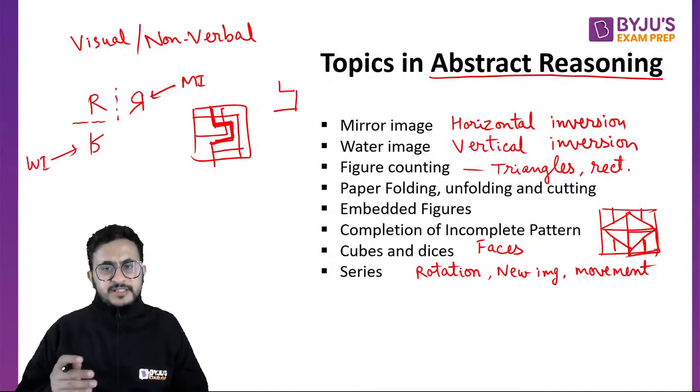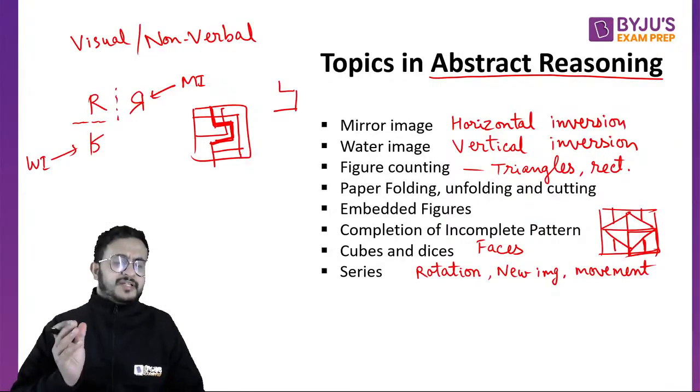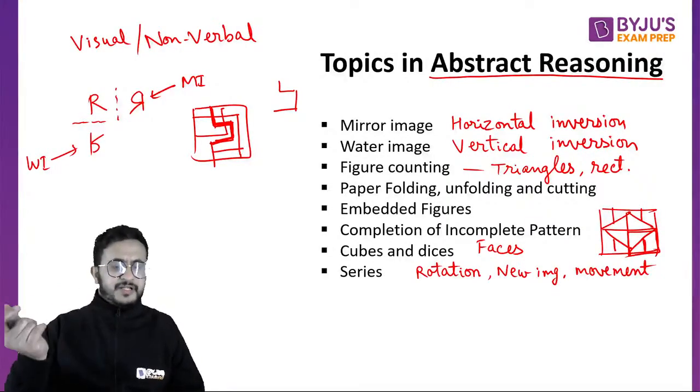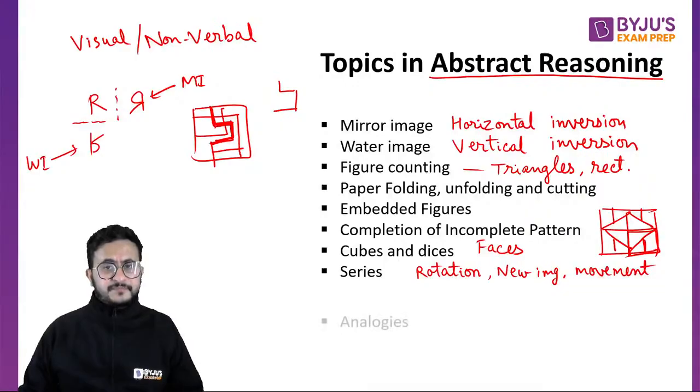So this is how we do this. I mean, instead of a number series, you have a series of images. You have to find the next image in the series.